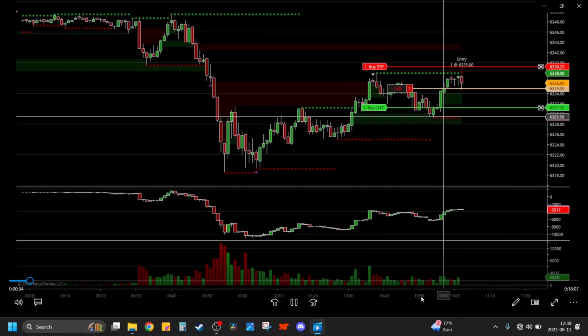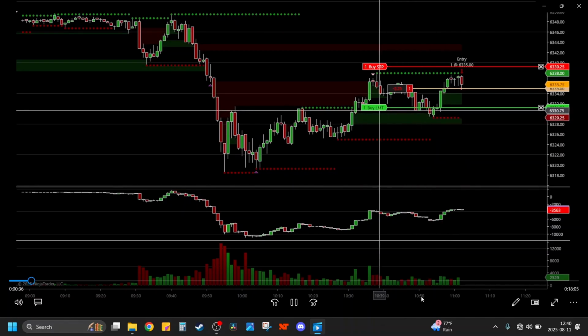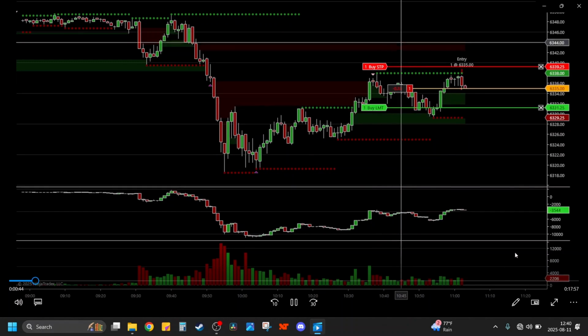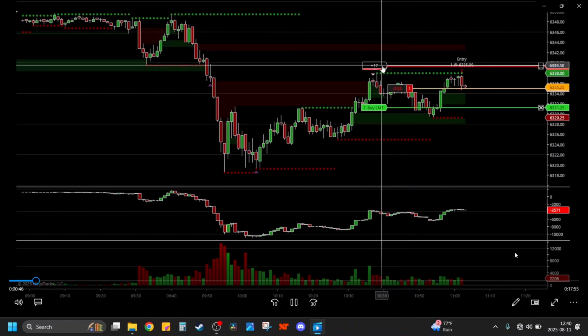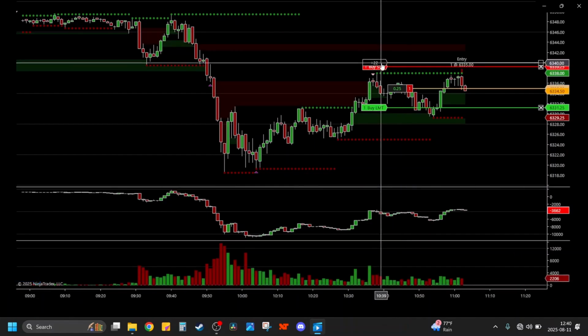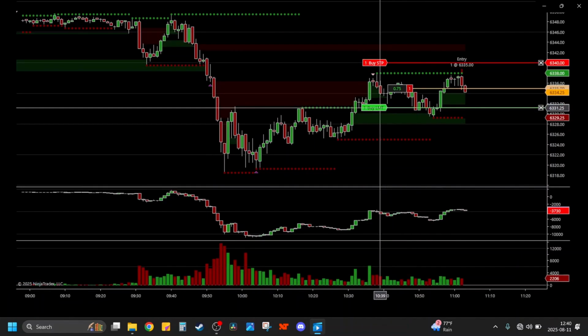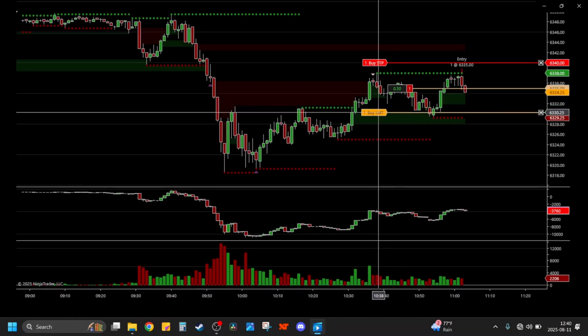So I got into this trade because the delta was decreasing on the long side. It was flattening out. Volume was kind of in the same range.